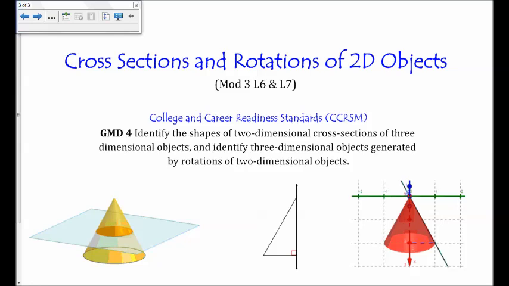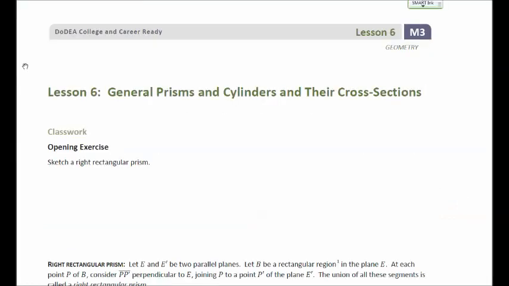So for our class, this is our bridge from flat geometry, two-dimensional geometry, now moving into three-dimensional geometry, and we'll be looking in the future lessons about volume. But today we're looking at cross-sections and rotations that are created by rotating two-dimensional things. Let's get started. Lesson 6 is about general prisms and cylinders, and lesson 7 is about general pyramids and cones.